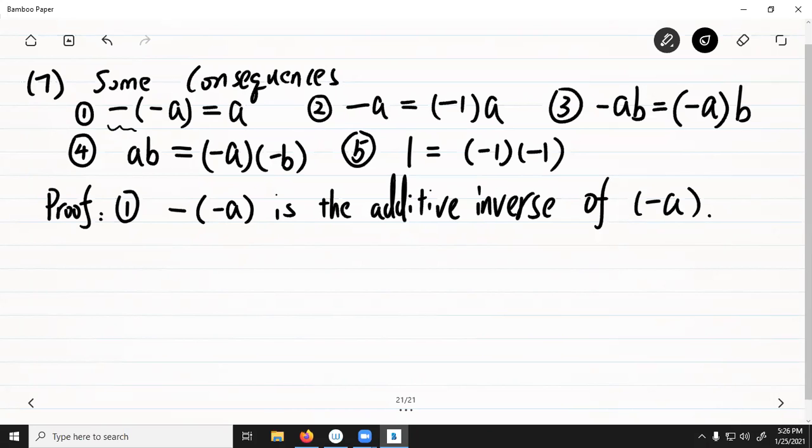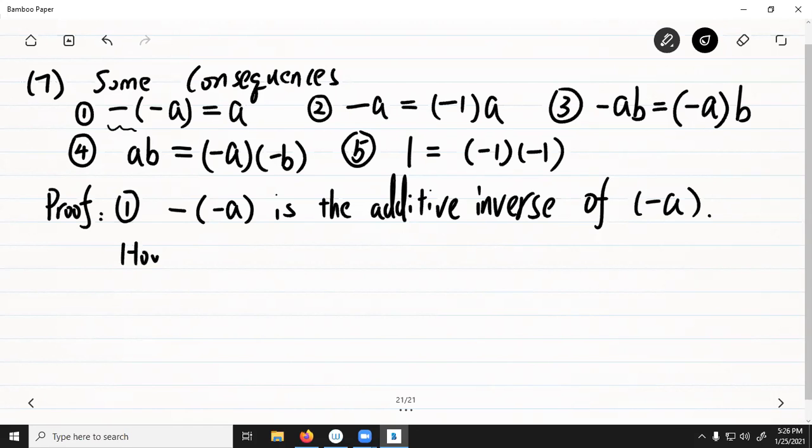This is the way. We have A. The additive inverse would be, for example, if we use other letters, we have a number K, right? The additive inverse is just negative K. So now we have another number, negative A. So the additive inverse is just negative negative A, right? So negative A is the additive inverse of A. This is just following the definition. Nothing special, right?